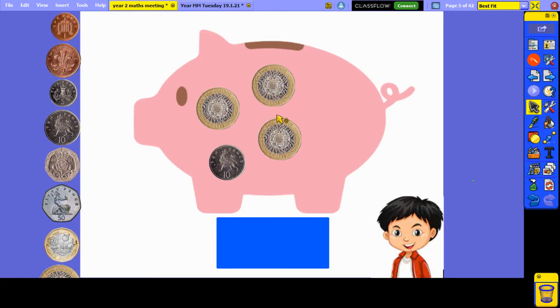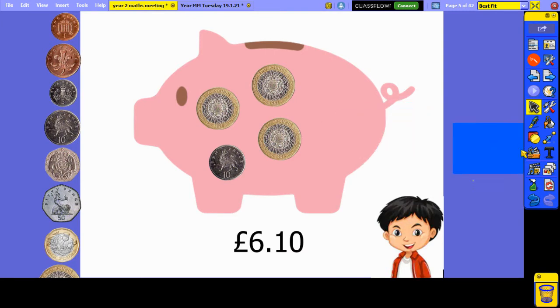So I've got 3 £2 coins. 3 2s are equal to 6. 2, 4, 6 pounds. And this one's different. 10 pence. Benny's got £6 and 10 pence. We write it like this. Remember the pound sign comes first. £6 and 10 pence. Because we've got the pound sign, we don't need to write the P at the end.